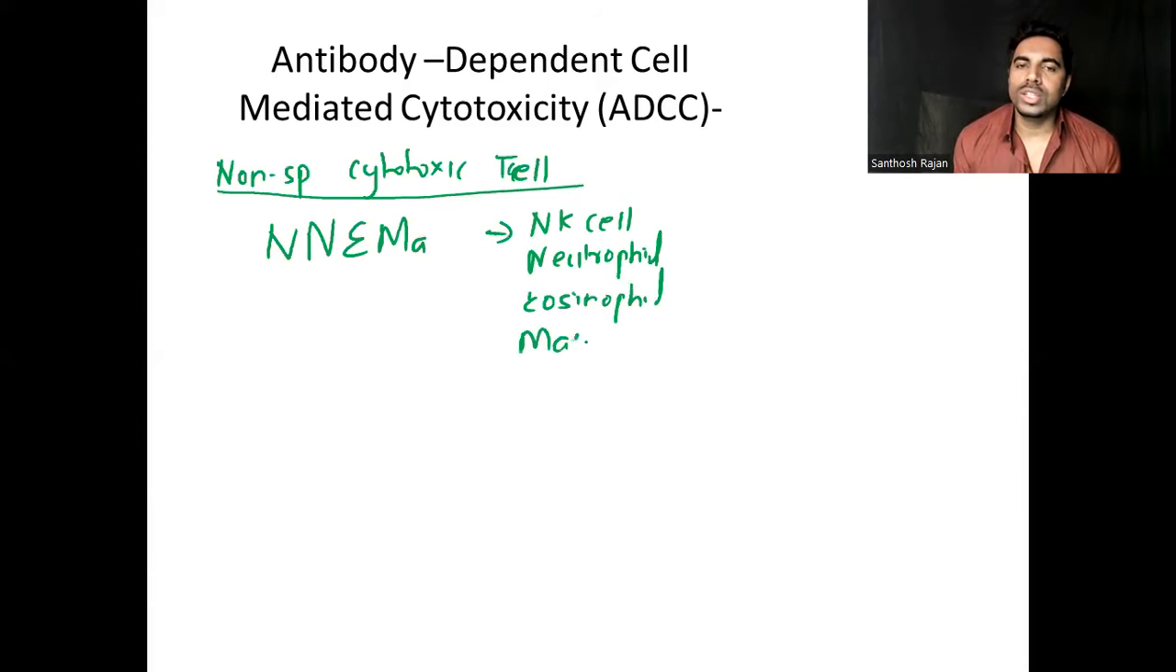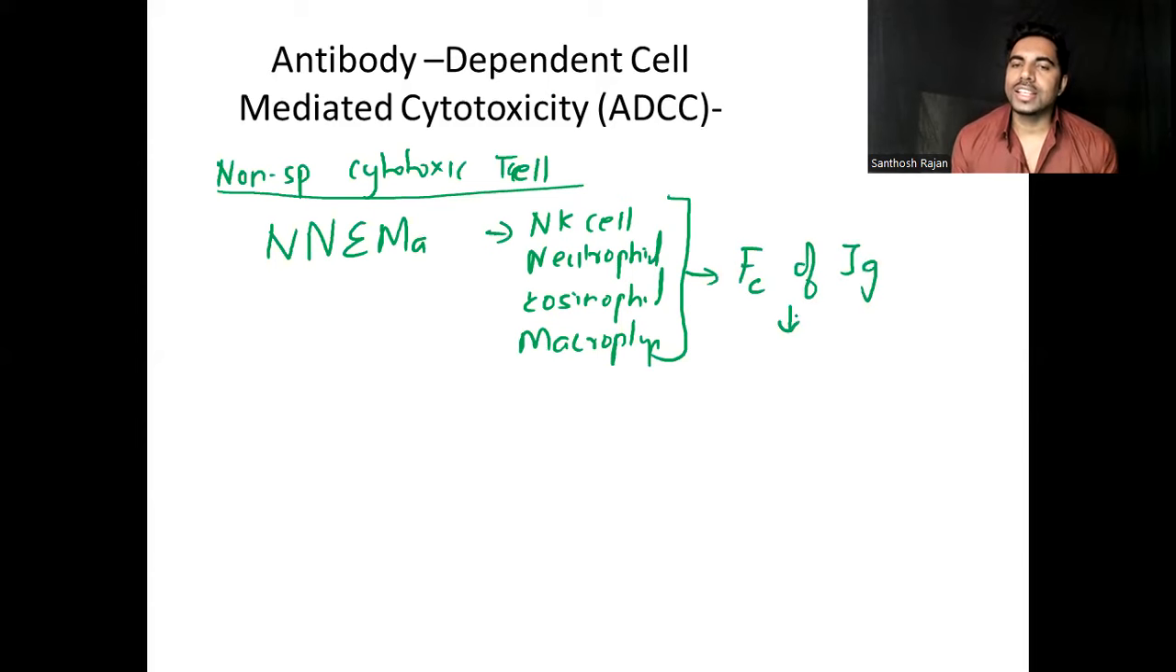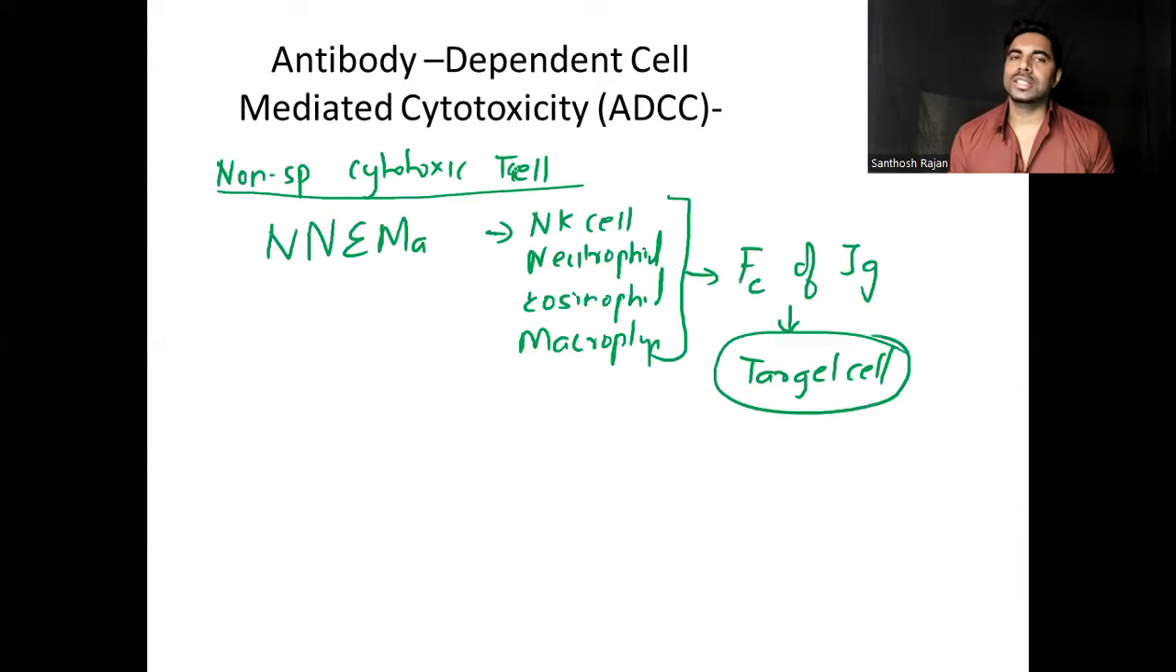You know what they do? These cells go and attack the Fc portion of immunoglobulin and they attack the target cell. They kill the target cell. That's it. Normally, it is the cytotoxic T cell that goes and does this function. But sometimes we have non-specific cytotoxic cells, and they go and do this action. This will come in type 2 hypersensitivity reaction. Type 2, we are going to talk about it.